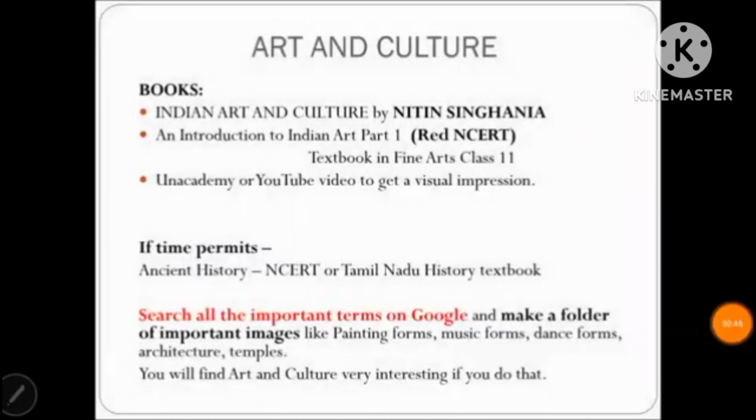Books you should refer are Nitin Singhania, Indian Art and Culture, and this red book, the Red NCERT, An Introduction to Indian Art, Part 1, Textbook in Fine Arts, Class 11. Okay, and the third thing is an academy or YouTube videos. These three things are sufficient.